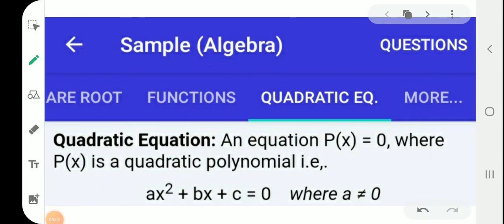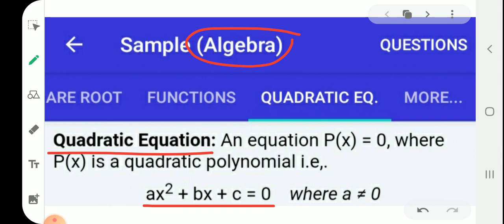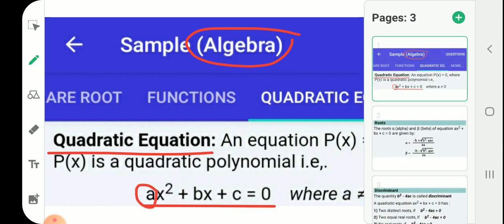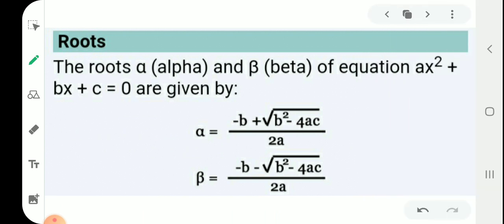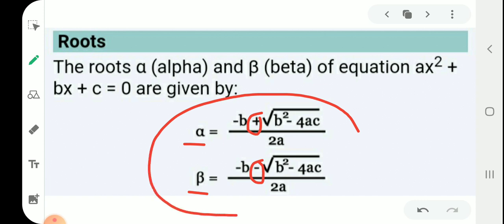Hello guys. So one of the important topics in algebra is quadratic equations, wherein it's always in the form of ax squared plus bx plus c equals 0. And remember that a should not equal 0. And here's the formula in finding the roots. We have alpha and beta equal to negative b plus or minus the square root of b squared minus 4ac over 2a. So always remember this formula.